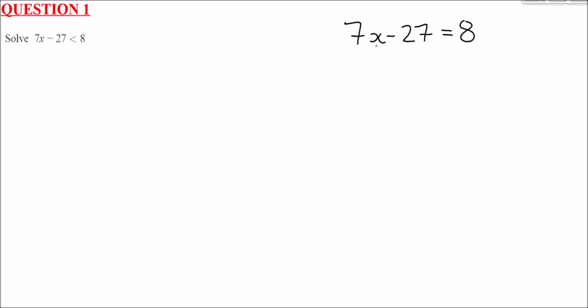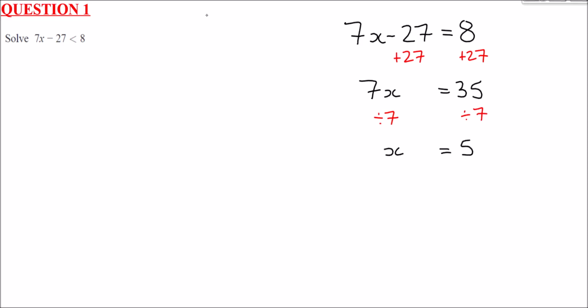I want to have x on its own, so the first decision could be to get rid of this minus 27 by adding 27 to both sides. On the left, we then have 7x. On the right, we'd have 8 add 27, which is 35. We don't want 7x though, we just want 1x, so we need to divide that by 7, and therefore we do the same on the other side. That would leave us with x is equal to 5, because 35 divided by 7 is 5.